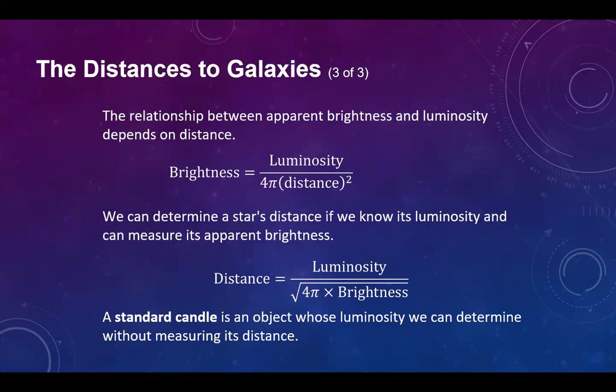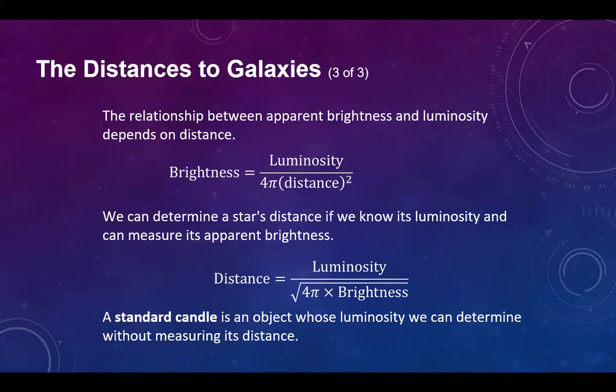Which means with a little bit of algebra, we can find that distance is luminosity divided by the square root of 4 pi times brightness. If you know the luminosity of an object and its brightness, you can figure out its distance. So a standard candle is an object whose luminosity we can determine without measuring its distance.